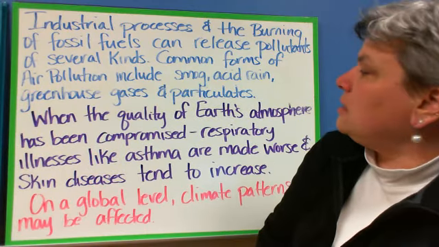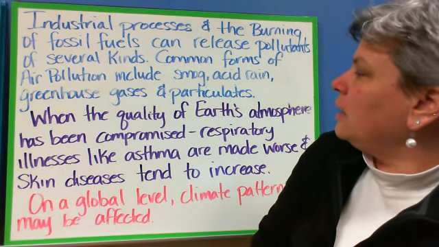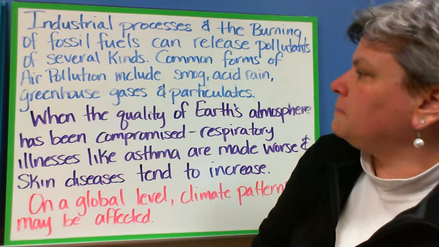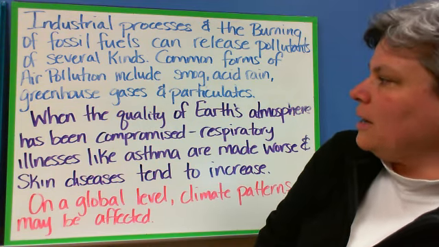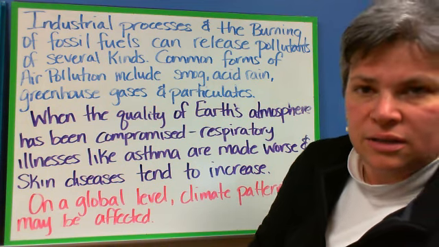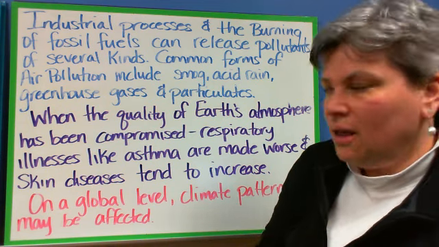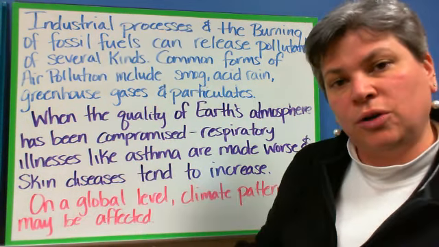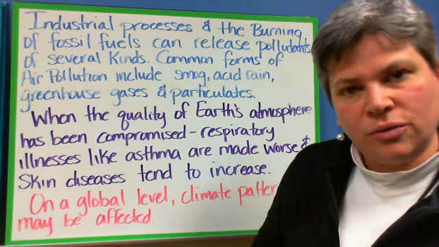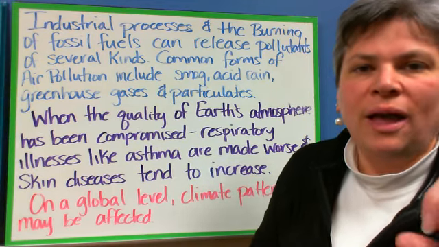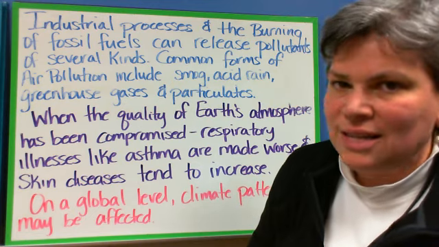Industrial processes and the burning of fossil fuels can release pollutants of several kinds. Common forms of air pollution include smog, acid rain, greenhouse gases, and particulates. And you're saying, wait a minute, I thought you just said that greenhouse gases were a good thing because it makes our planet kind of warm. That's true. But it's like with anything, when you have too much of something, it's not a good thing.